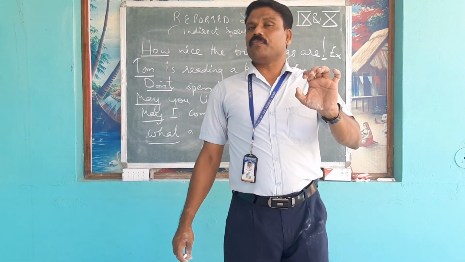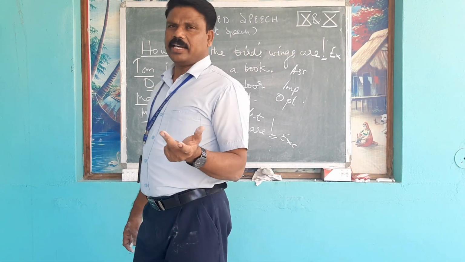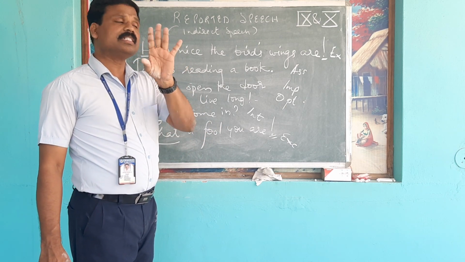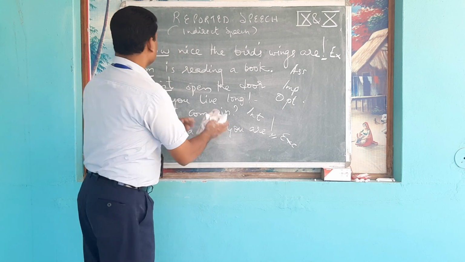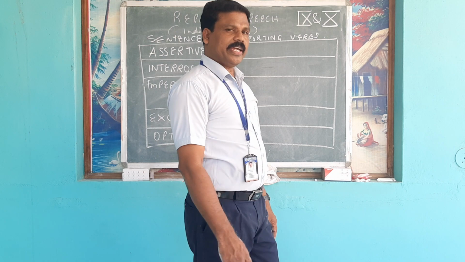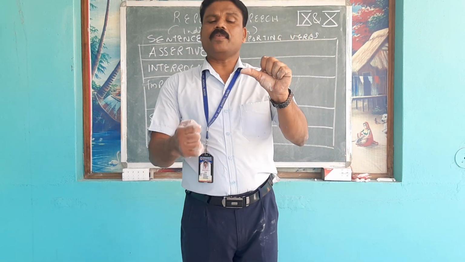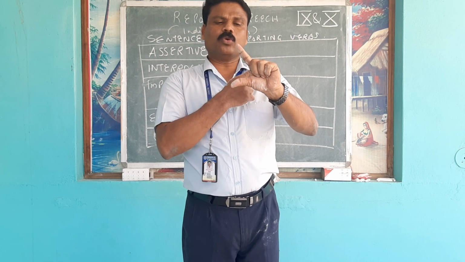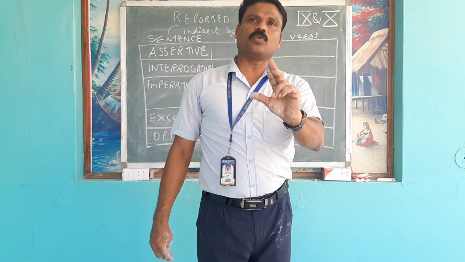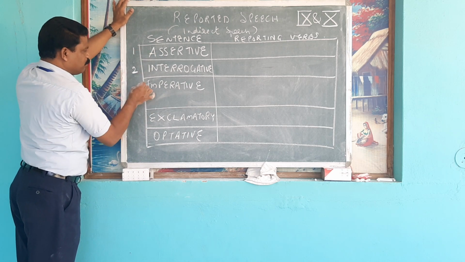So there are 5 types of sentences: assertive sentence, interrogative sentence, imperative sentence, exclamatory sentence, and optative sentence. Before writing the answer, we have to concentrate on 3 different points. Number 1, identification of sentence. Number 2, identification of reporting verbs. Number 3, identification of changing words. As you know, there are 5 types of sentences.